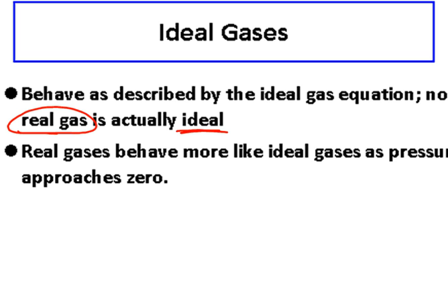The ideal gas is just kind of like the perfect world scenario where if we can identify what a perfect gas would do, then maybe we can get an idea of what a real gas would do. It says right here, real gases behave more like ideal gases as pressure approaches zero. But like I said, having the pressure approach zero is not a very easy task to accomplish.